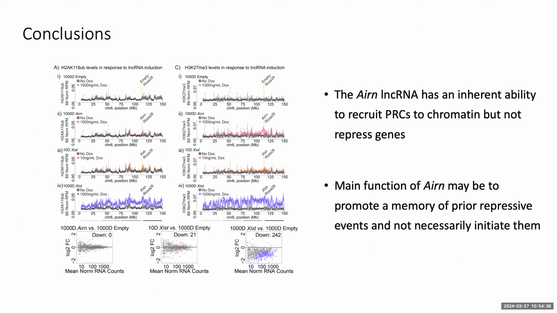I'll just highlight the conclusions again. So we'd like to conclude here from our data that the Air non-coding RNA has an inherent ability to recruit polycomb to chromatin, but at least in this ectopic assay, it's unable to repress genes. And what that might mean is that in an endogenous setting, the main function of the expression of this RNA may be to promote a memory of a prior repressive event and not necessarily initiate repression.